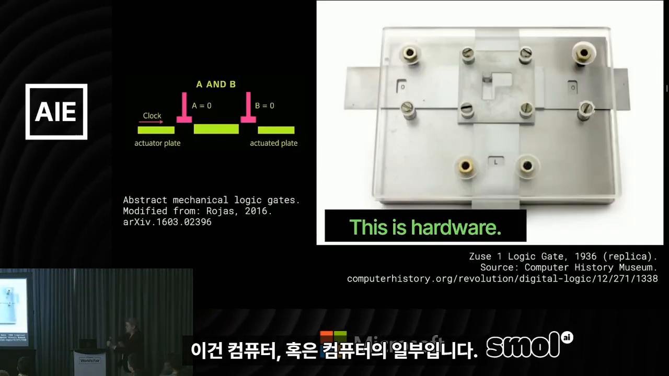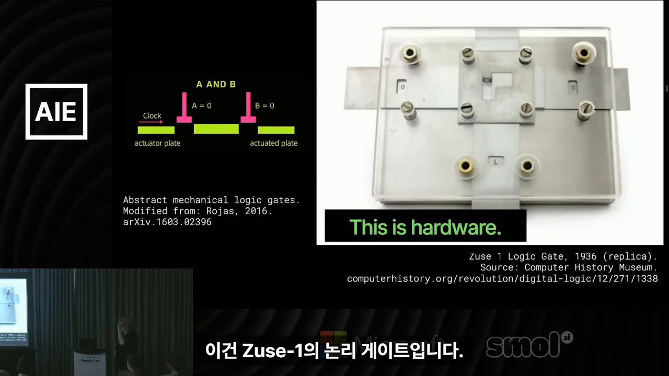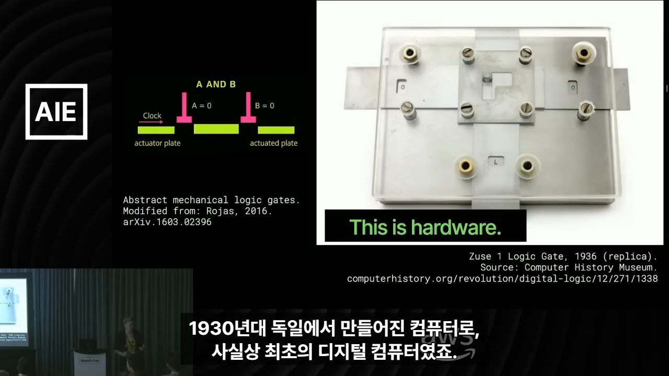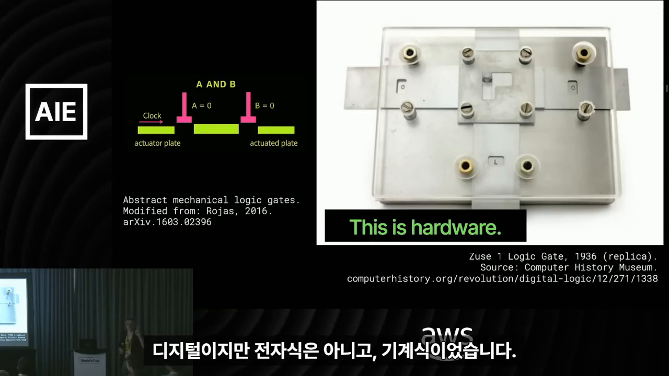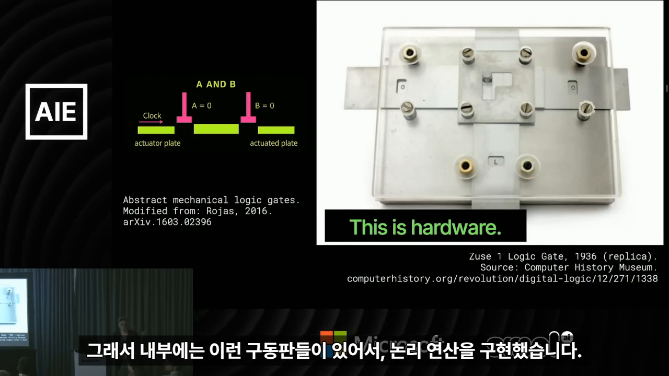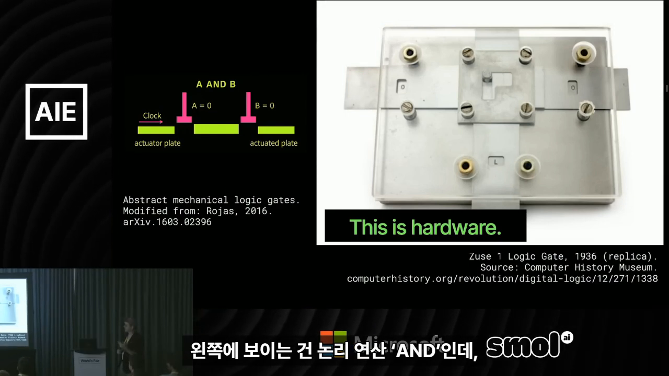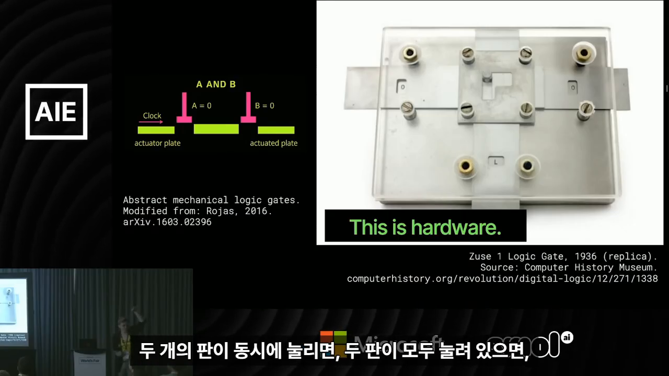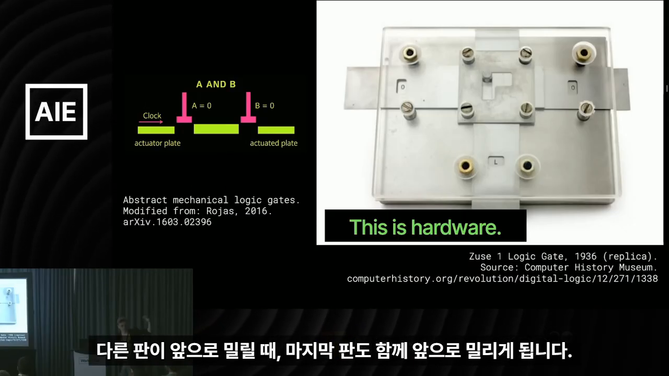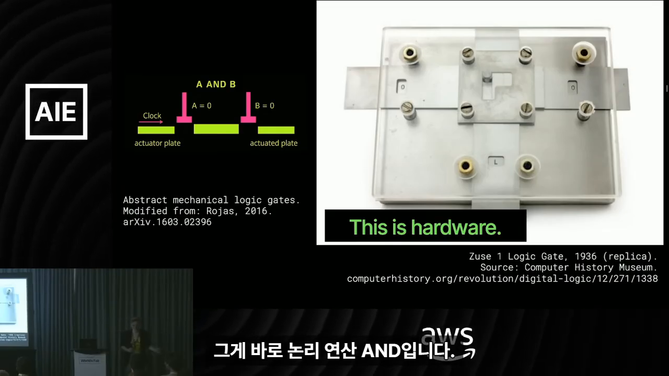So this is a computer, or a piece of a computer, in case you haven't looked inside one in a while. This is a logic gate from the Zuse 1 computer built in Germany in the 30s, kind of the first digital computer. Digital, but not electronic. It's mechanical. There are all these actuator plates in it that implemented logical operations. What you see there on the left is the logical operation AND. If two plates are pushed down, then if both of them are present, when the other plate pushes forward, it will push the final plate forward. That's the logical operation AND.